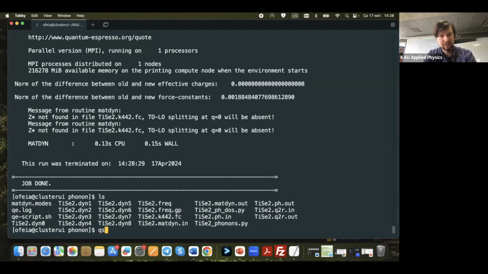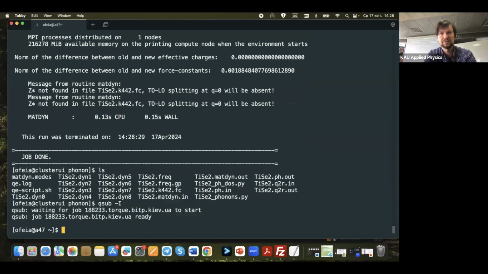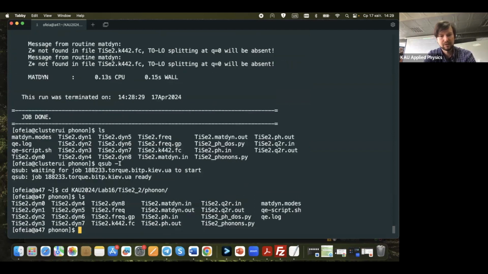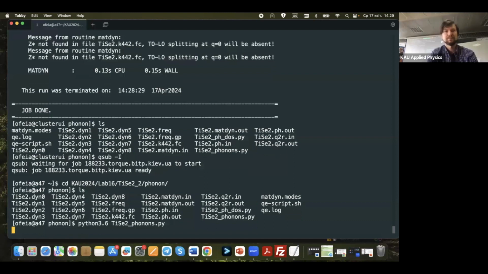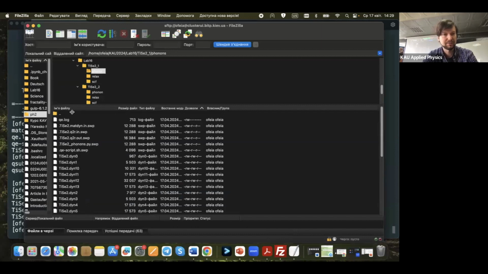Okay, let's build the plot. We are moving to the node Q sub minus I. Then I return to that folder, lab 16, set to phonons, and I launch the Python script. The script has the same name, Python. Yeah, let's check.